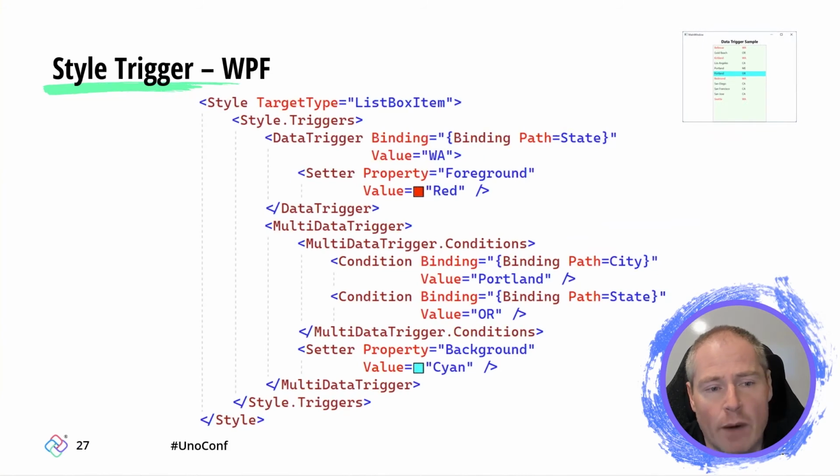So in WPF, we might have a style trigger that looks something like this. We have a data trigger that's monitoring the value of the state in the context. If it's Washington, then it's going to set the foreground to red. Then we have a multi-data trigger that is using two conditions. One is the city equal to Portland, and is the state equal to Oregon. And if so, it's going to set the background property to cyan.